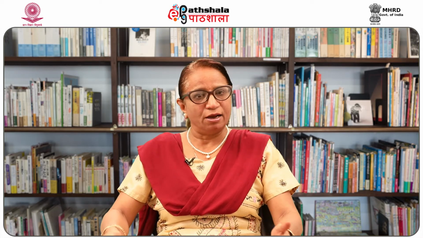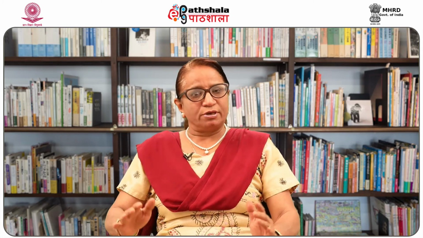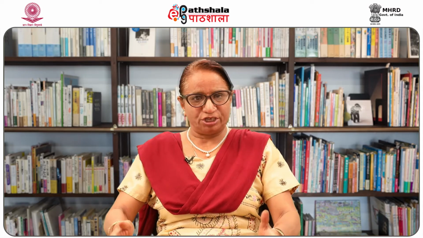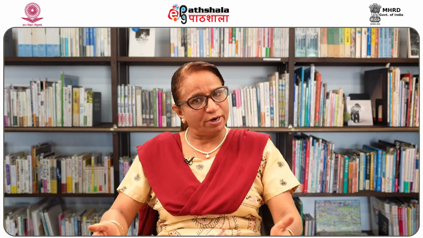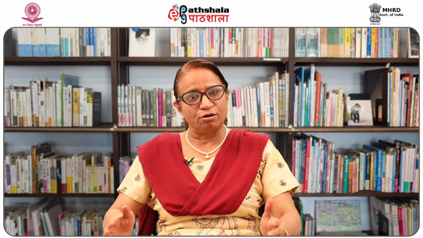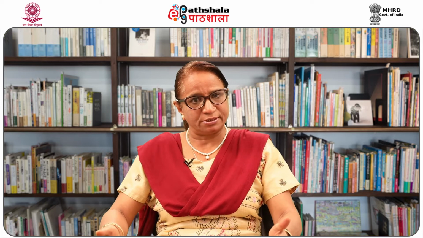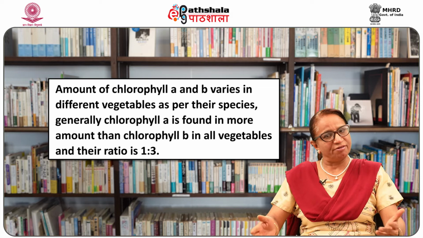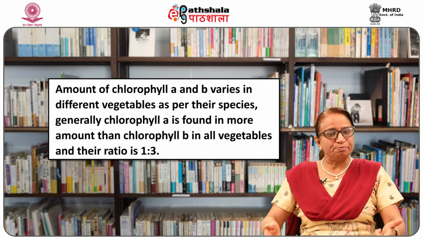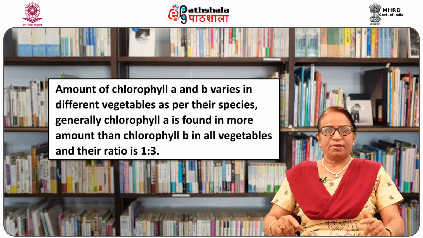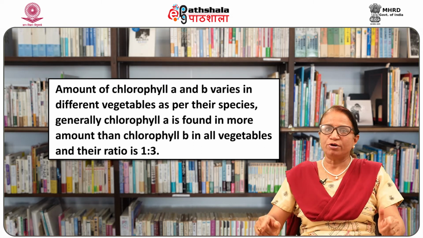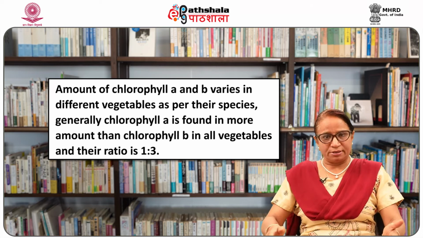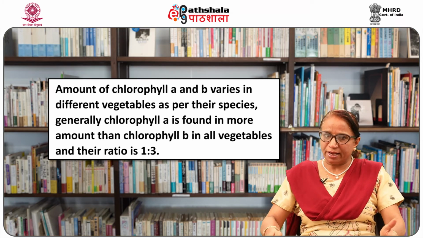Chlorophyll B is a yellow pigment. It is also responsible for photosynthesis by absorbing light energy. It primarily absorbs blue light. It is found along with chlorophyll A in all vegetables. The amount of chlorophyll A and B varies in different vegetables as per their species. Generally, chlorophyll A is found in larger amounts than chlorophyll B in all vegetables, in the ratio of 3:1.